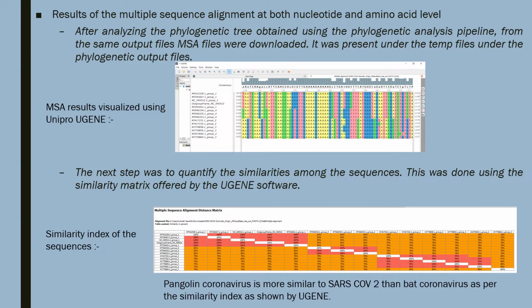This similarity index shows that there is an 85% similarity between SARS-CoV-2 and pangolin coronaviruses, whereas the similarity percentage between the sequence of SARS-CoV-2 and bat coronaviruses is in a range of 78% to 79%. This shows that the similarity between the sequences of SARS and pangolin coronavirus is higher than the similarity between the sequences of SARS and bat coronavirus. In other words, pangolin coronavirus is more similar to SARS-CoV-2 than bat coronavirus as per the similarity index shown by UGENE. This was MSA at the nucleotide level.